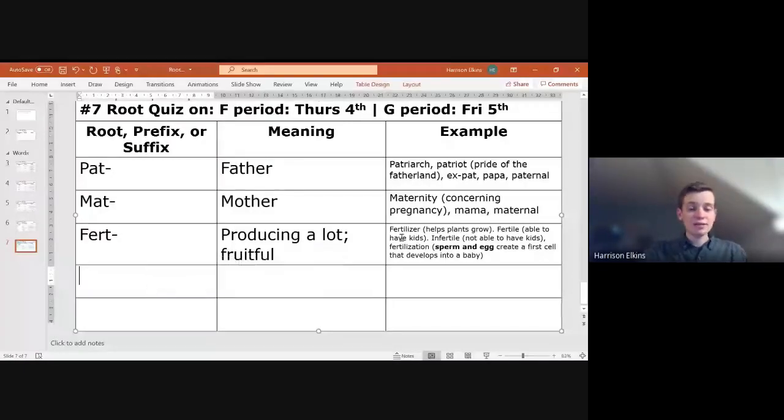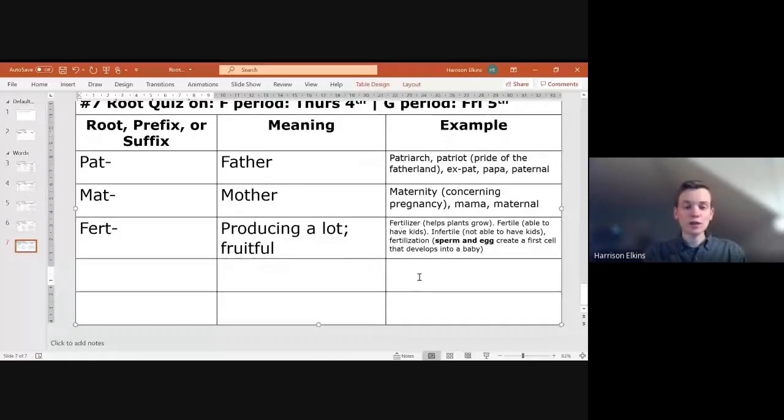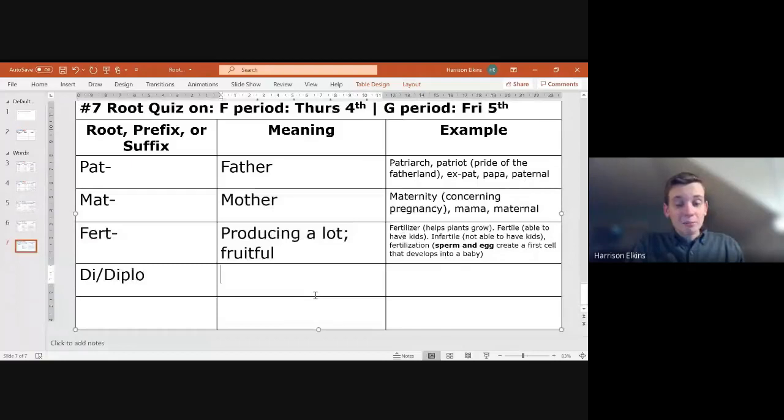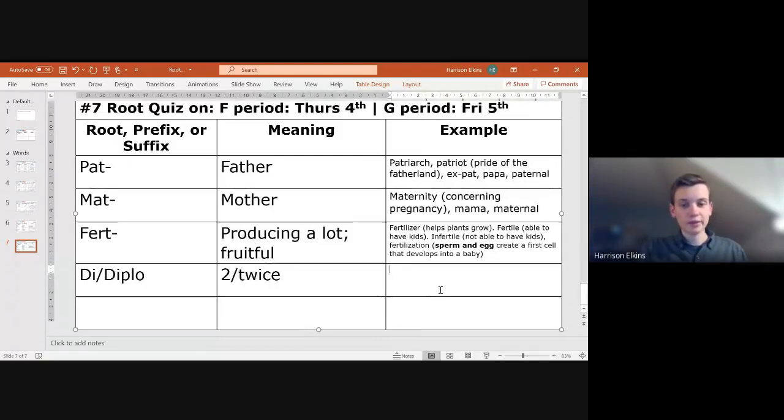Let's look at this next one. Another important one that we'll be going over is di or diplo. Okay, diplo parts. It means a number. What number do you think it is? Two, or twice. Diplo means twice. Di just means two.